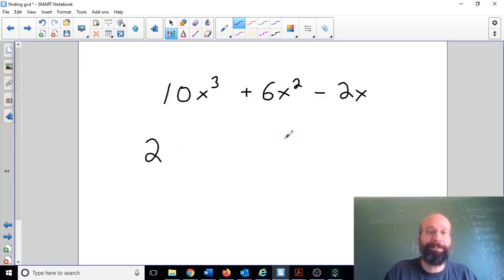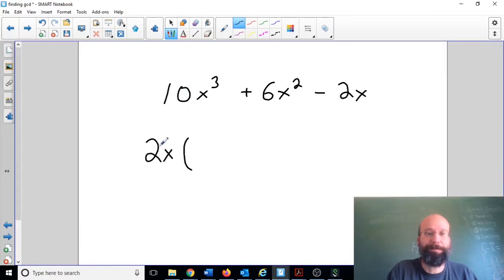Now we have to see if there's a variable that we can take out. All these terms have to have the same variable. So x cubed, x squared, and an x. So they all have x. That means we can take out the smallest exponent. The smallest exponent, again, is the 1. So that's our GCF, 2x. And now we can start dividing each of these terms by this term.